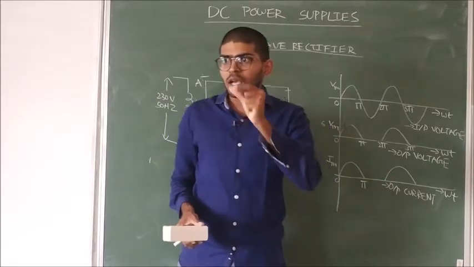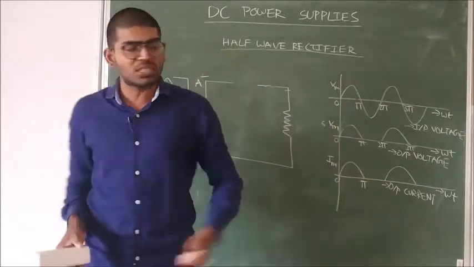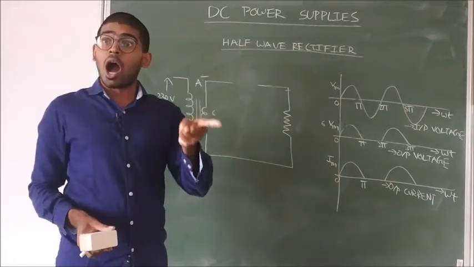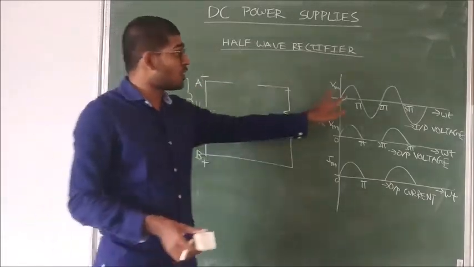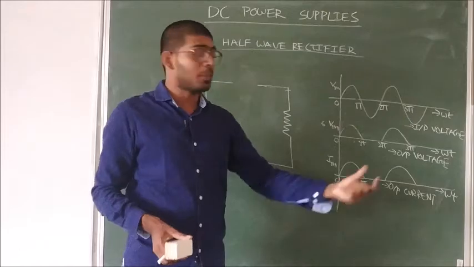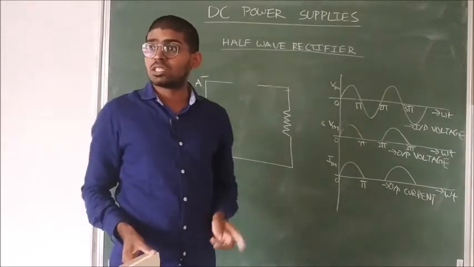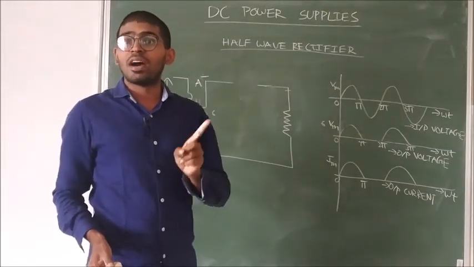Because we are getting only half of the input waveform, this rectifier is called a half wave rectifier. Out of the full wave we are getting only half wave, the remaining wave we are not getting. So this is called a half wave rectifier.